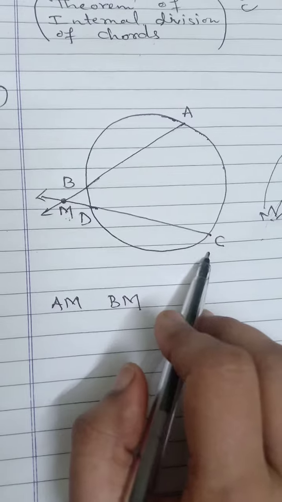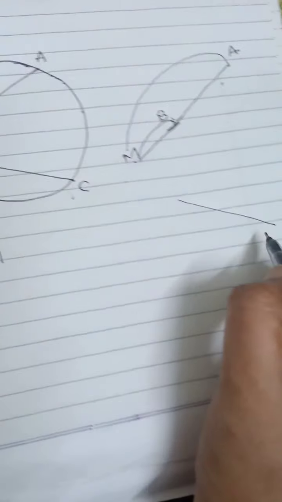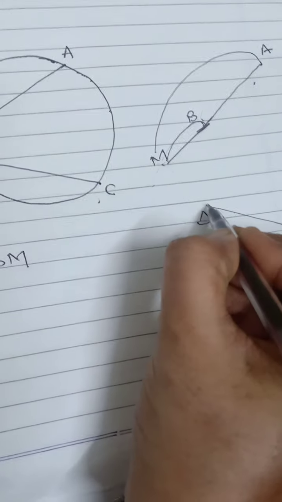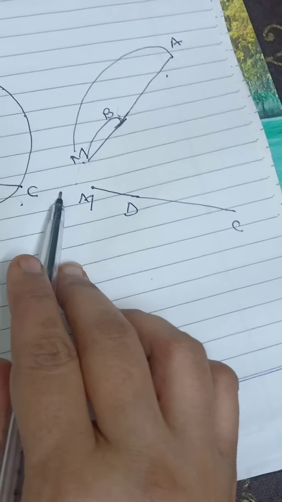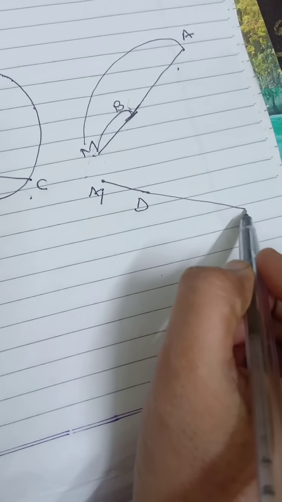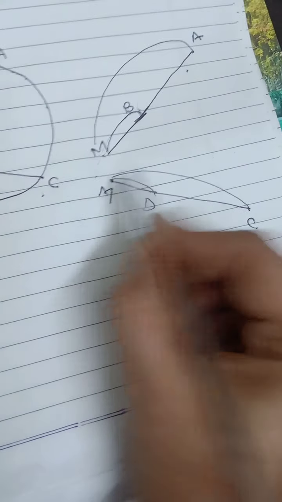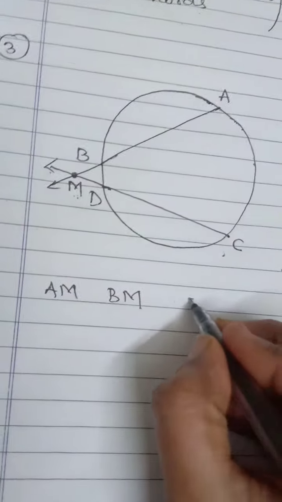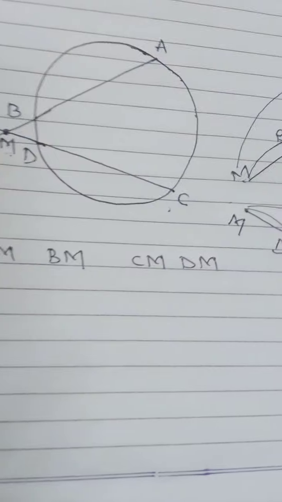Same thing will repeat for CD. Here the segment is CD. So C and D. Here the point M is outside the circle. Again on this chord we have to take two segments in such a way that M is included in them. So CM and the other one is DM. So be careful while taking the sections. So CM and DM.